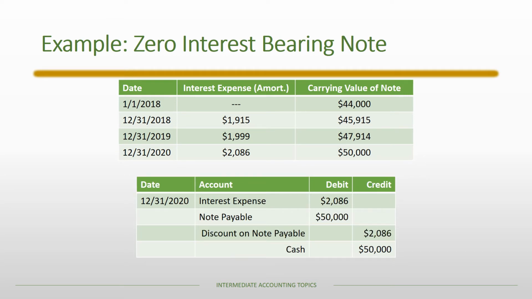Finally, we have the maturity of the note, and on this date we have the interest expense, $2,086, as we see from the amortization table. That's also the last bit of the amortization of the discount, but on this date, we're also repaying the face value of the note of $50,000. And because we've held it all the way to maturity, it all syncs up, and we end up getting everything off of our books.